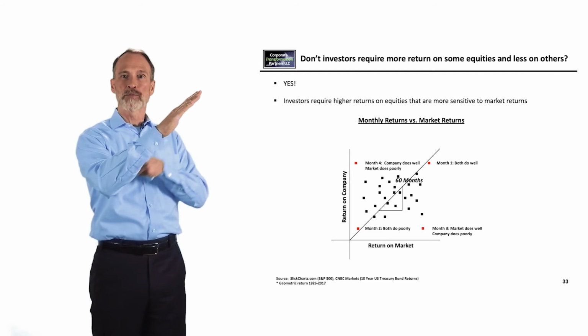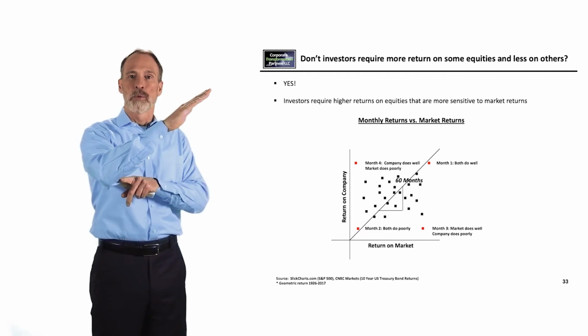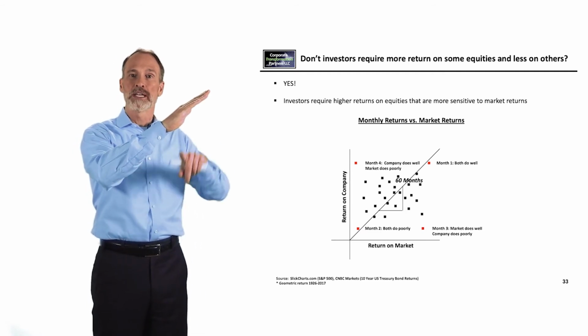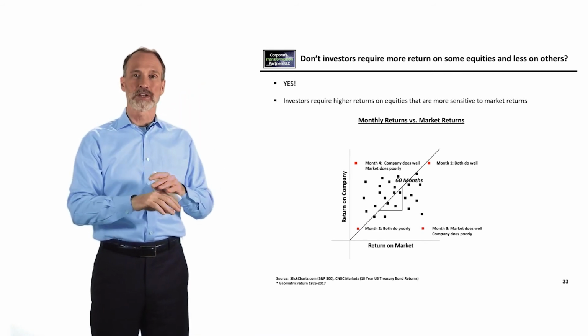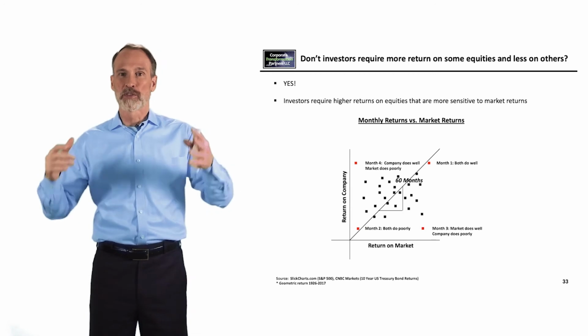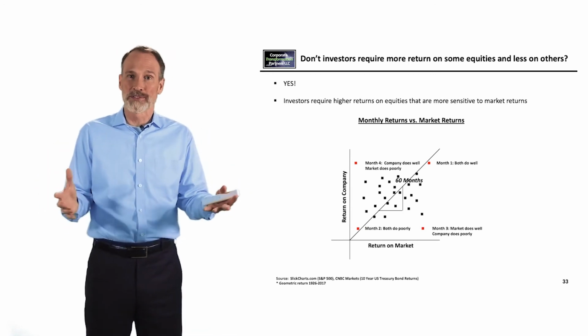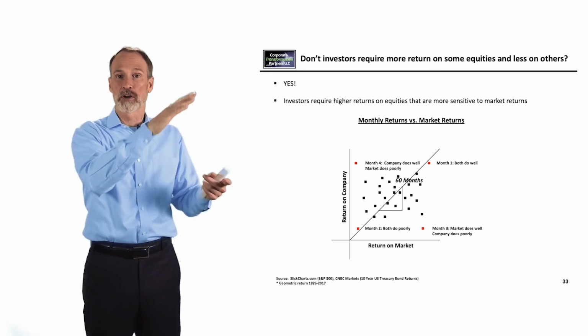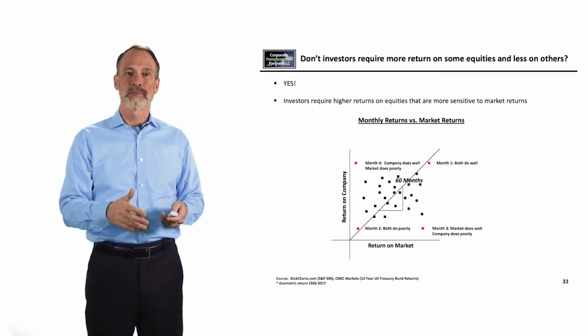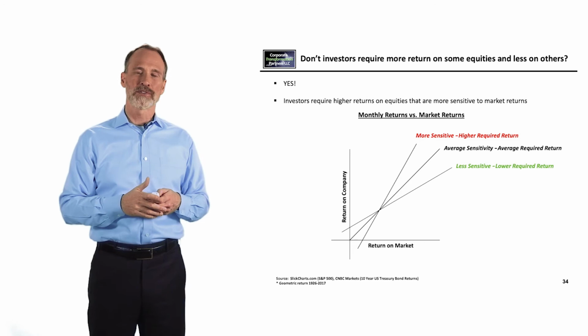And what that line then represents is, on average, when the market moves one unit, here's how much this stock moves. And of course, if we look at this across all companies, because the market has to move with itself, the average slope of this line has to be 1, right? Because the market moves with itself. But that's not the way it always turns out.